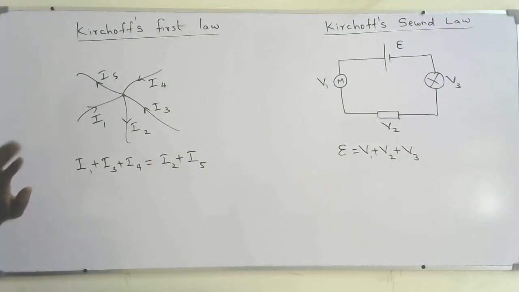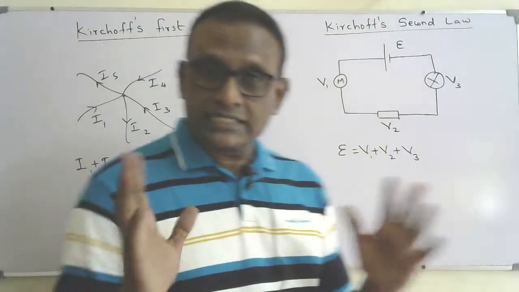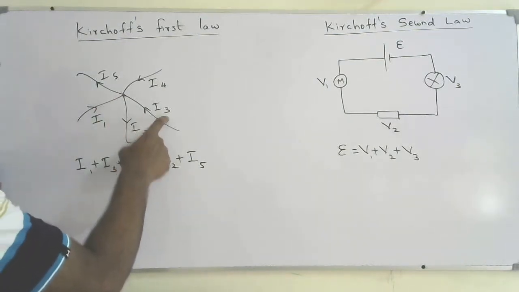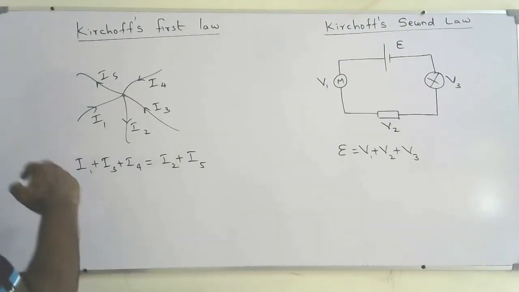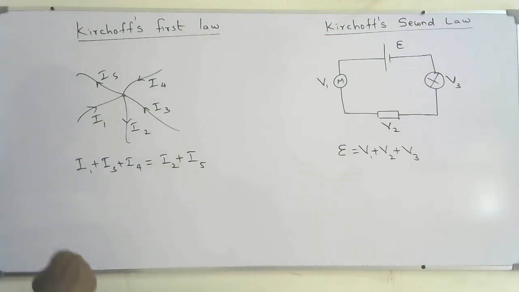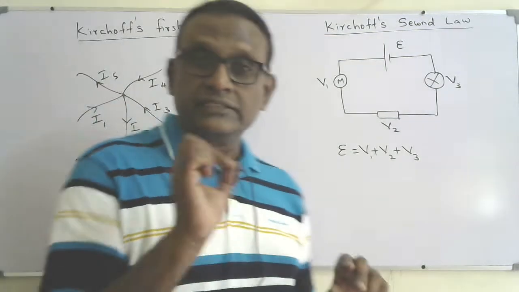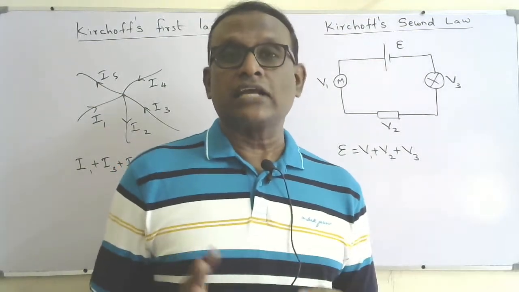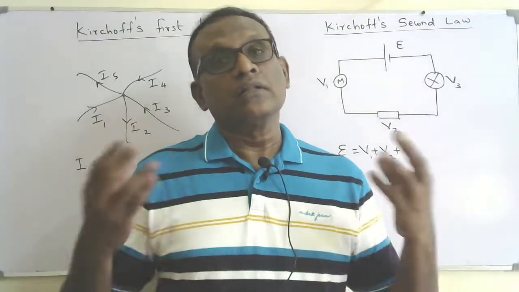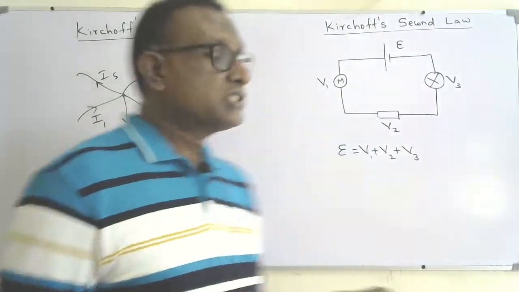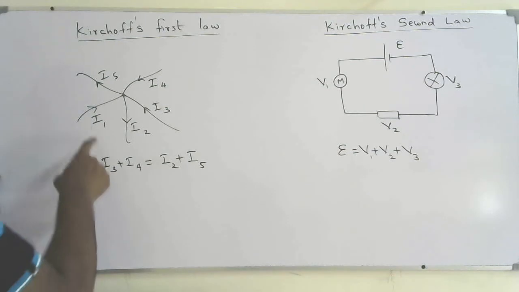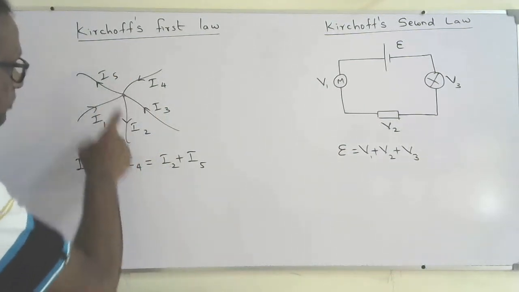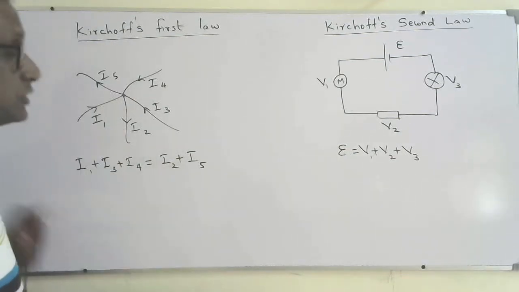The total amount of charge approaching the junction per second is the current flow. So the currents approaching the junction are I1, I3, and I4. The currents leaving the junction are I2 and I5. So the total current approaching the junction must be equal to the total current leaving the junction. The reason: charges cannot be created or destroyed, so the charges should be conserved. So here I can say I1 plus I3 plus I4 equals I2 plus I5. That is Kirchhoff's first law.